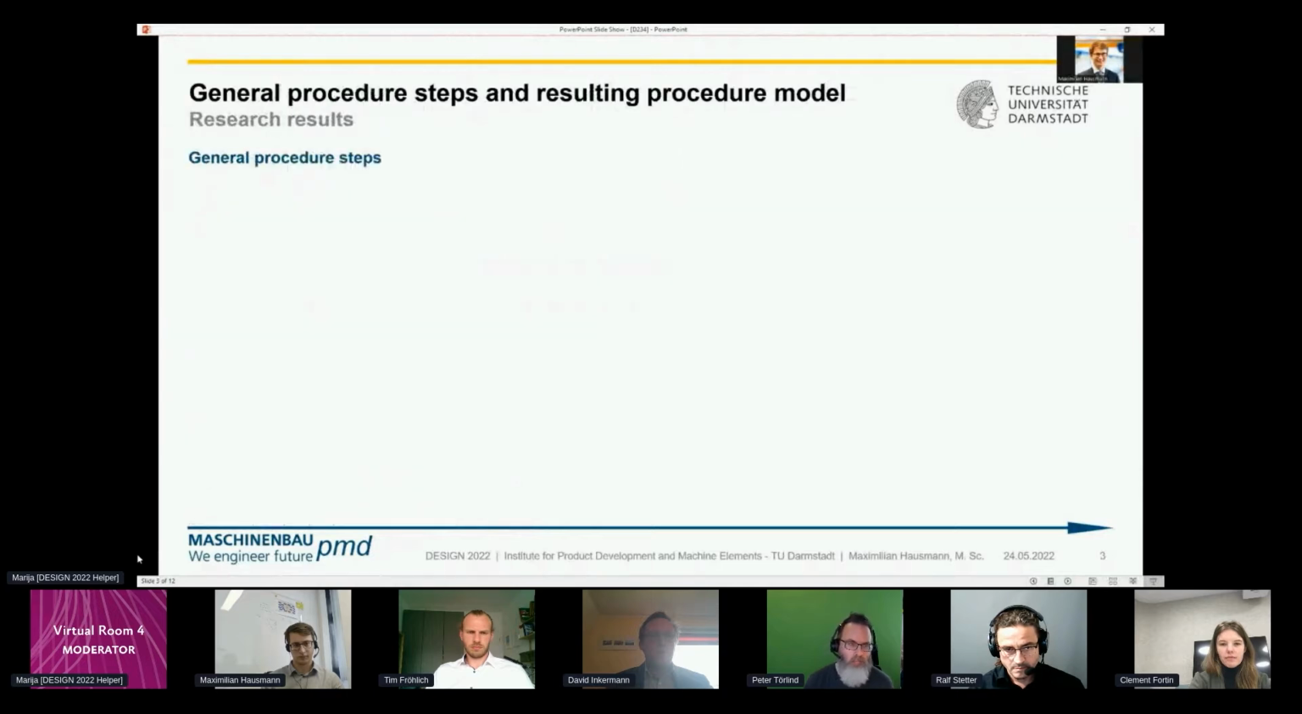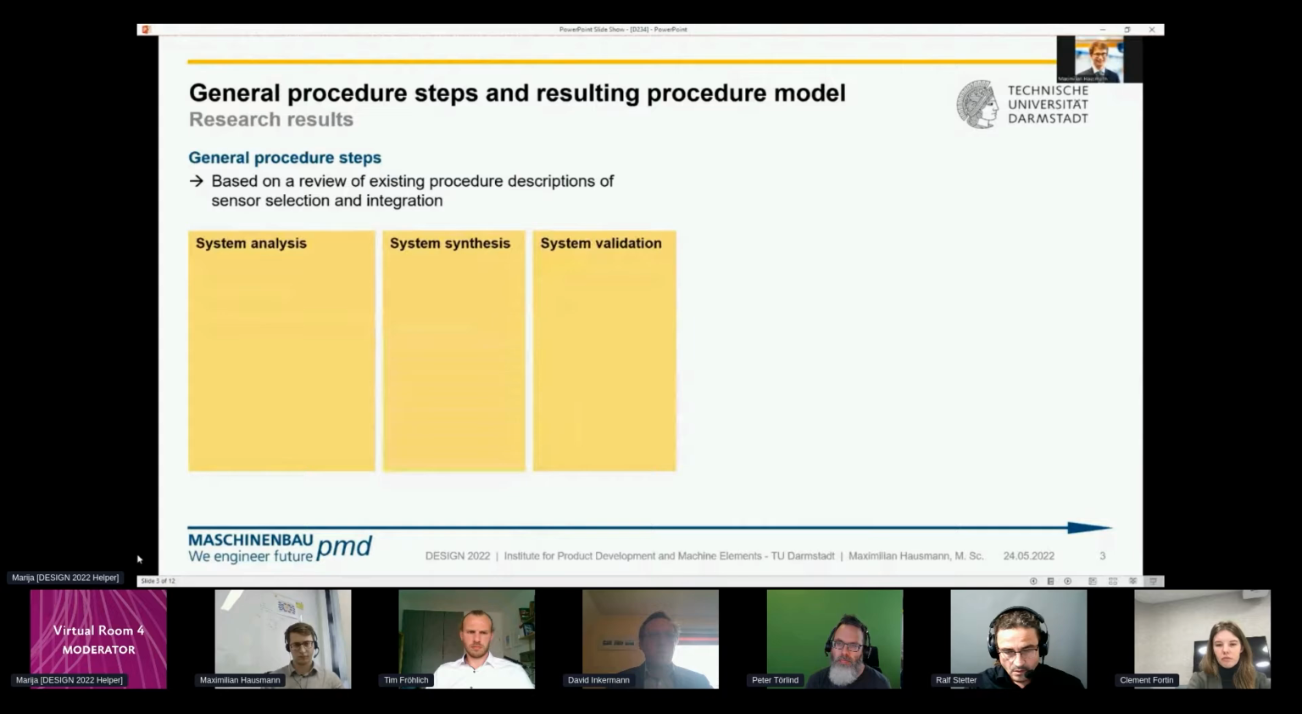The literature review revealed general procedure steps for sensor selection and integration. These can be classified into the system analysis, synthesis, and validation. In the system analysis, which serves as a preparation phase, the measurement task and the associated quantity of interest must first be clarified and defined. In addition, suitable measurable quantities must be defined, since in many cases the quantity of interest cannot be measured directly.